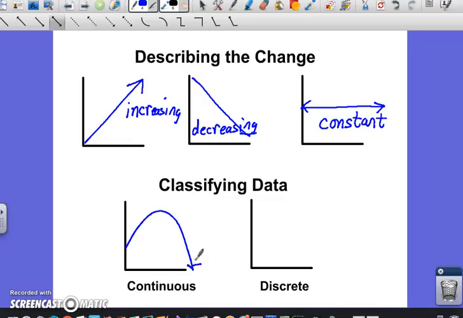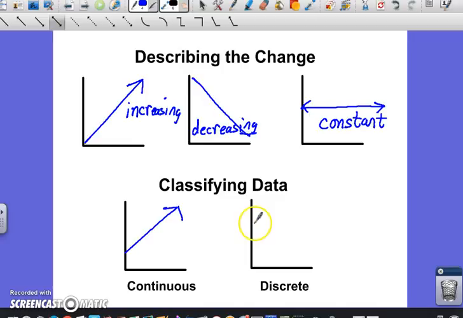It doesn't have to be curved. It could be straight. It could be going down, anything, but it's continuous. It is a solid line. It involves some type of measurement. Continuous means that we're dealing with every portion of it.